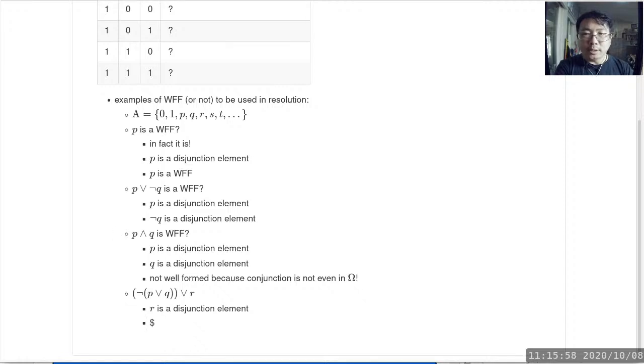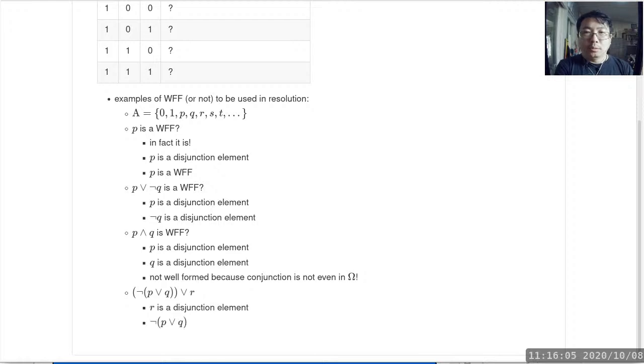Now we look at the other side, the negation of P or Q. I cannot find this in alpha, right? This entire well-formed formula is not found in alpha, and the negation of this whole thing is not found in alpha either. So that means it is not a disjunctive element.